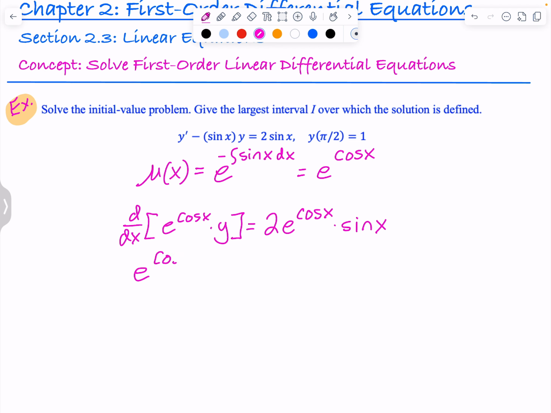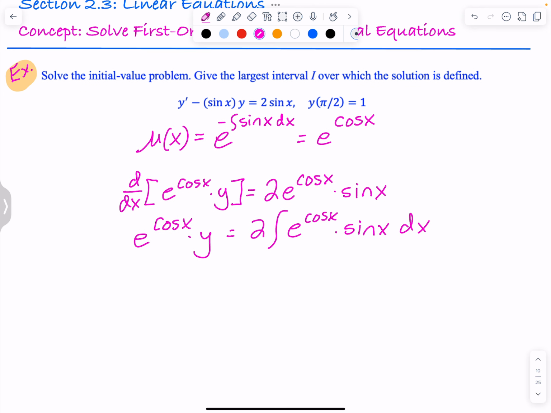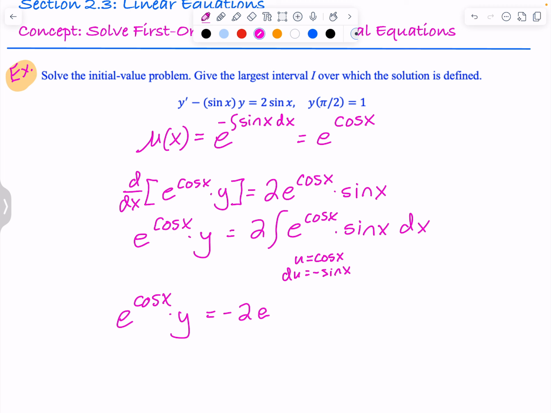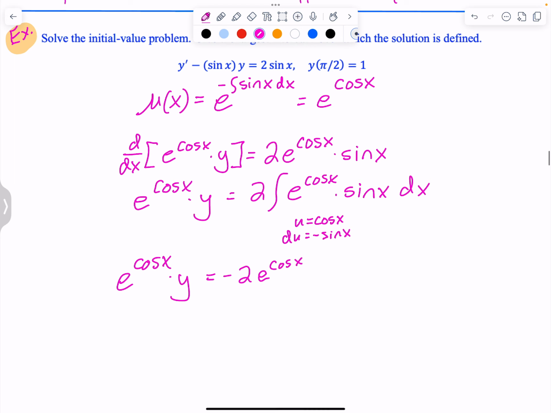All right, our integral. All right, I got a 2 out front. E to the cosine x times sine x dx. Okay, and what that's going to produce, if you do u sub cosine, then du is going to be negative sine. So we get e to the cosine x times y, and that's going to equal, okay, you can just kind of imagine, I'm just going to have an e to the u. So I get a negative 2, and then I'm going to have an e again with cosine. All right, you could take the derivative of that and see that it works.